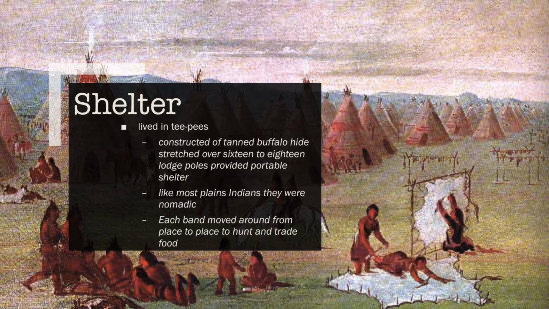The Comanches lived in a type of shelter called teepees. Teepees are constructed of tanned buffalo hide that stretched over 16 to 18 poles. This type of shelter was easy for the Comanches because they were a nomadic people, meaning that they moved place to place. The teepees were an easy way to move their homes quickly.